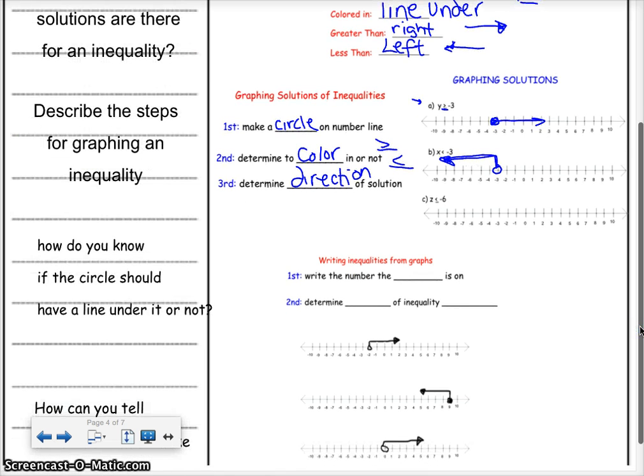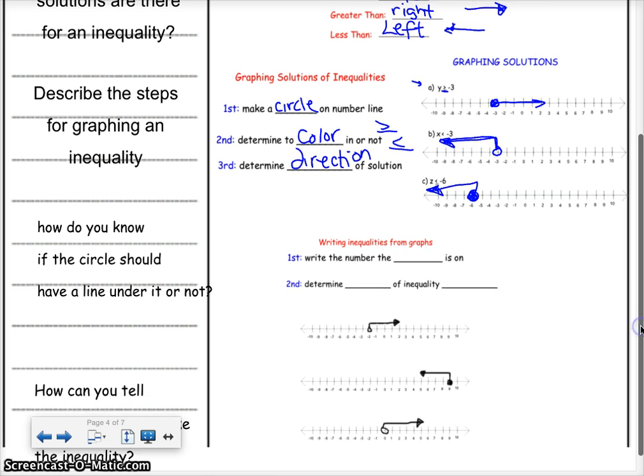Z is less than or equal to negative 6. My circle's going to go at negative 6. Found it. Do I color it in? Yep. And less than or equal, so does that mean left or right? Left. I'm going to go left.